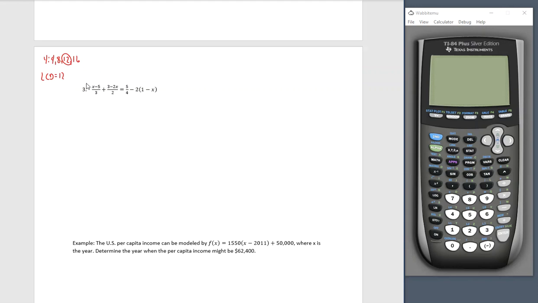So now I'm going to multiply 12 times this whole fraction. I'll multiply 12 by the 5/4, and I'll multiply 12 times this whole product, 2 times 1 minus x. All right, those are all 12s. There we go. So 3 goes into 12 4 times.